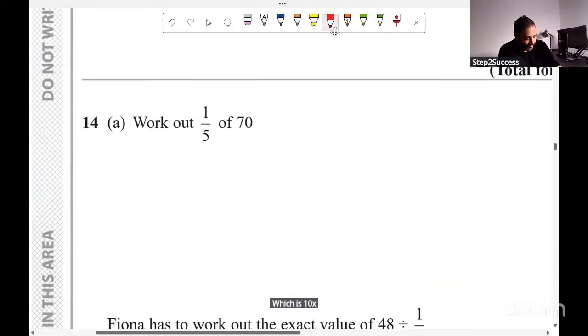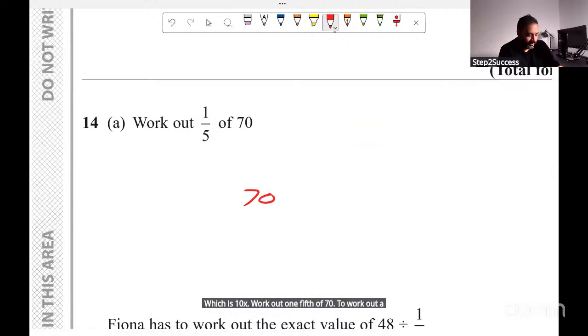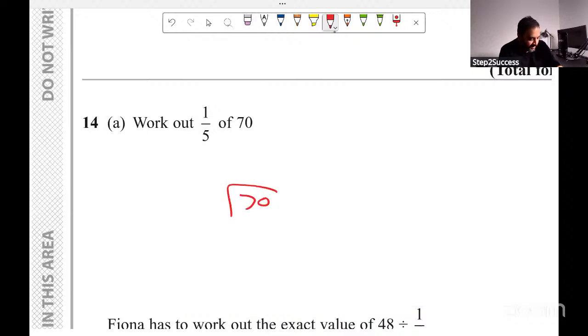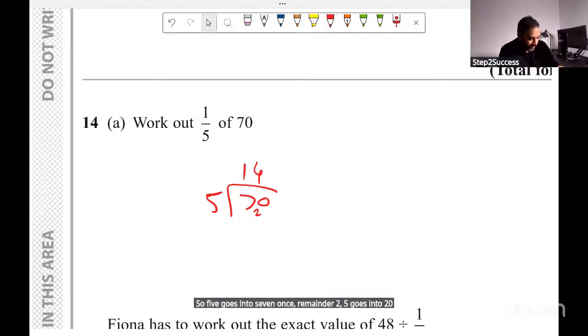Work out 1/5 of 70. To work out a fifth of a number, or a fraction of any number, actually, you take the number, divide it by the bottom number, and times the answer by the top number. 70 divided by 5 is, so 5 goes into 7 once, remainder 2. 5 goes into 20 4 times.